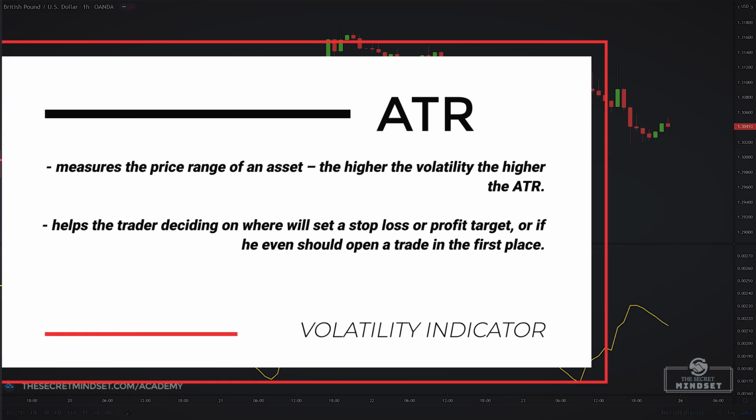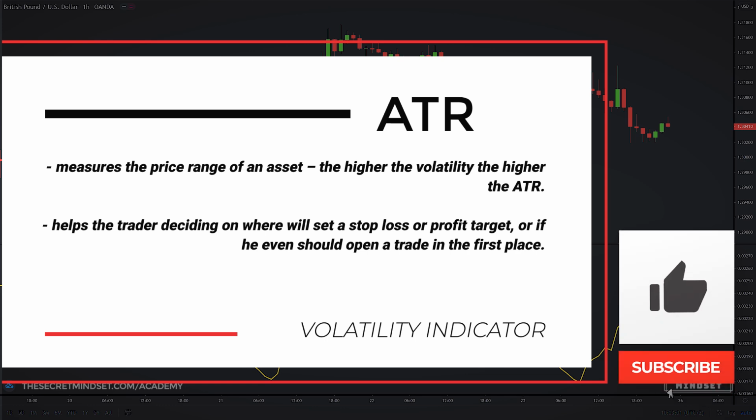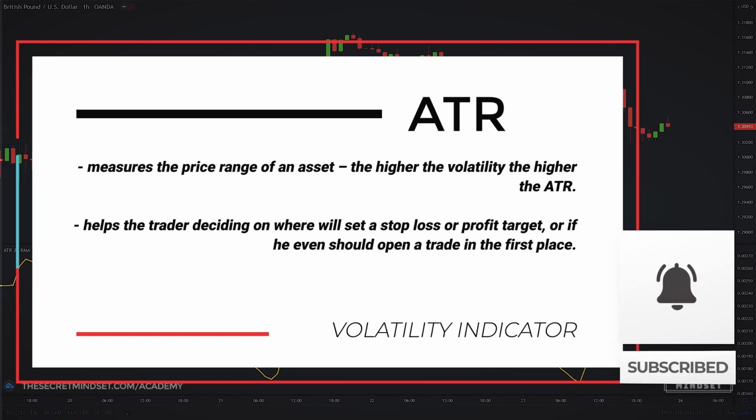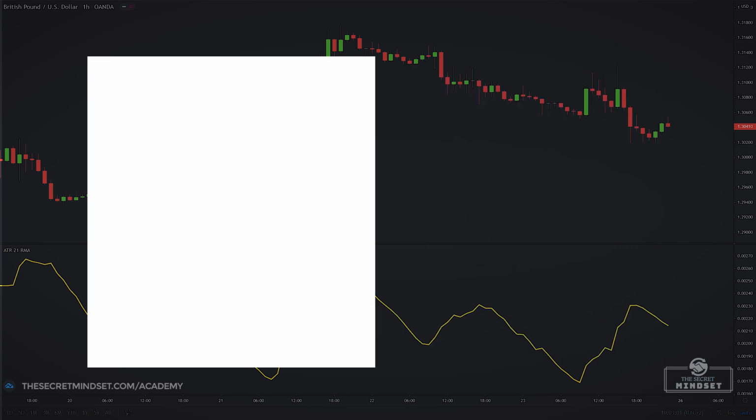The average true range is one of the most useful indicators because it helps the trader decide on where to set a stop loss or profit target, or if he even should open a trade in the first place.